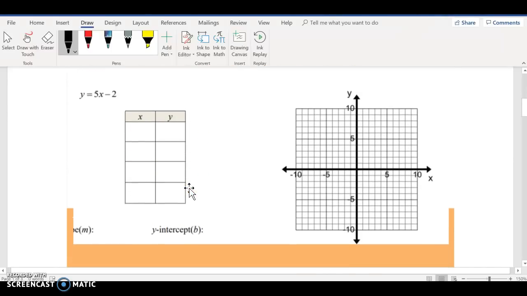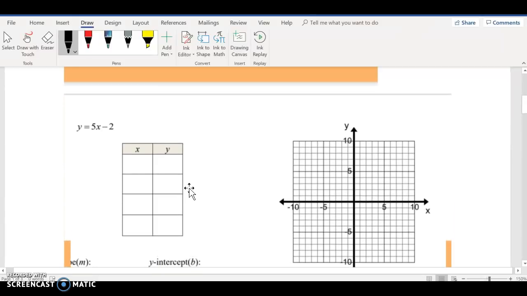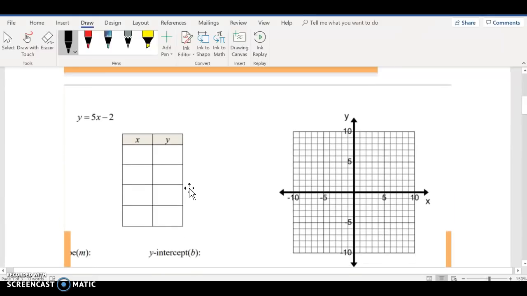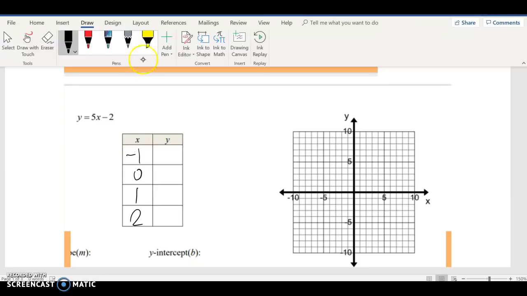So as I go down below, they want us to go ahead and fill in the table for these values. So I always like to use -1, 0, 1, and 2. So all we learned yesterday was for every time we have an x, we need to plug our x value in to figure out what my y is. So this first one, I'm going to do 5 times -1 minus 2. Well, 5 times -1 is -7, and -7 minus 2 is -9.